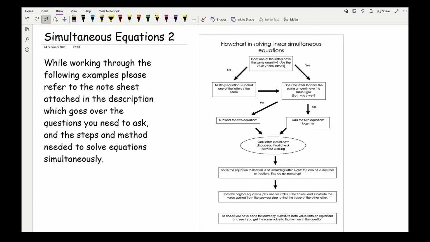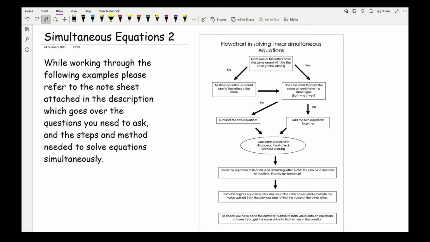While working through the following examples, please refer to the note sheet with the flow diagram attached in the description below, which goes through the questions you need to ask yourself and the steps and the method needed to solve equations simultaneously. Now, although this flow diagram looks a little bit confusing and looks like a lot to remember, what you need to remember is that simultaneous equations questions are going to be written differently.